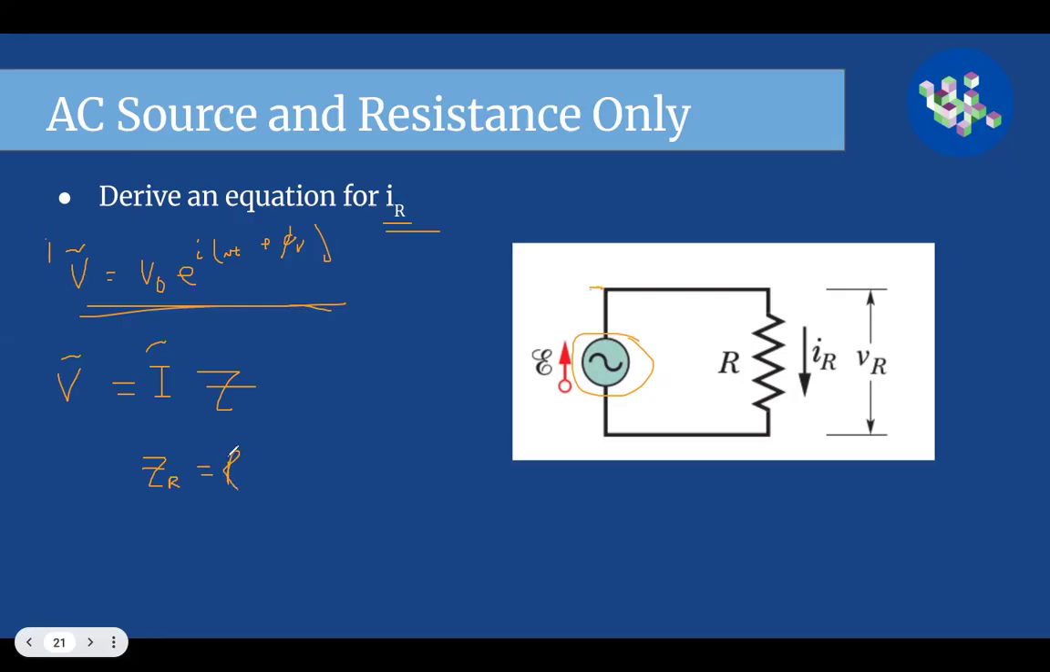I'll give you guys a minute or two to do this because it should be pretty simple. Try to solve for the current as a function of time. We want current as a function of time.